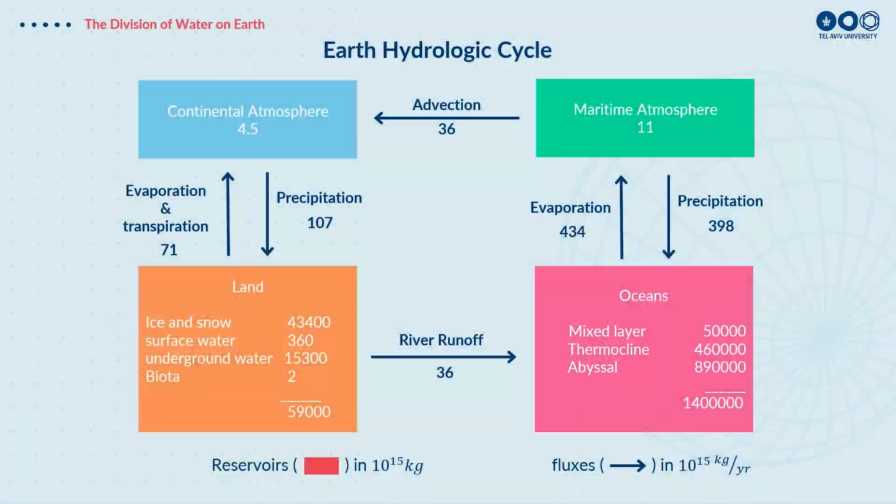In this figure, we can actually see the hydrological cycle where we have the reservoirs shown in the boxes. So on the top, we have the reservoirs in the atmosphere, the continental atmosphere shown in the blue, and in green, we have the maritime atmosphere, how much water we have above the land and above the oceans. And these are given in units of 10 to the 15 kilograms. So this is the mass of water we have in this reservoir.